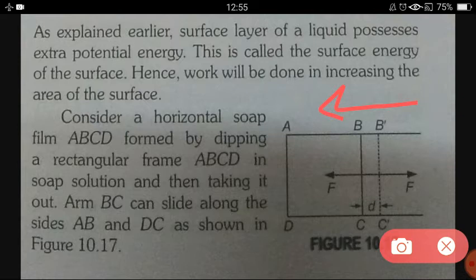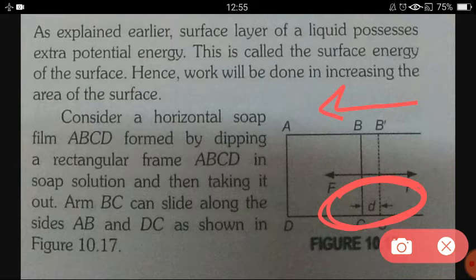In place of B dash C dash, the side moves inward, to the left-hand side, and it now gains the position BC, so that the area will decrease. Now when it gains the position BC, we can see a small displacement happened there, from B dash to B, one small displacement d.